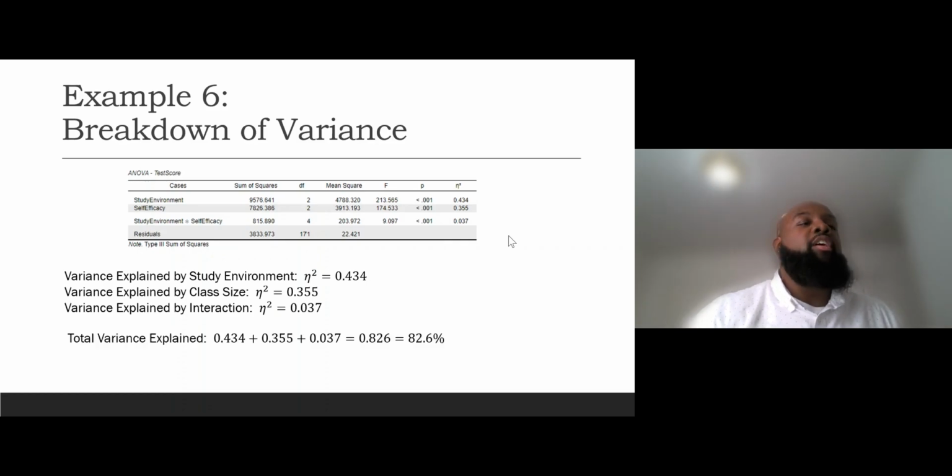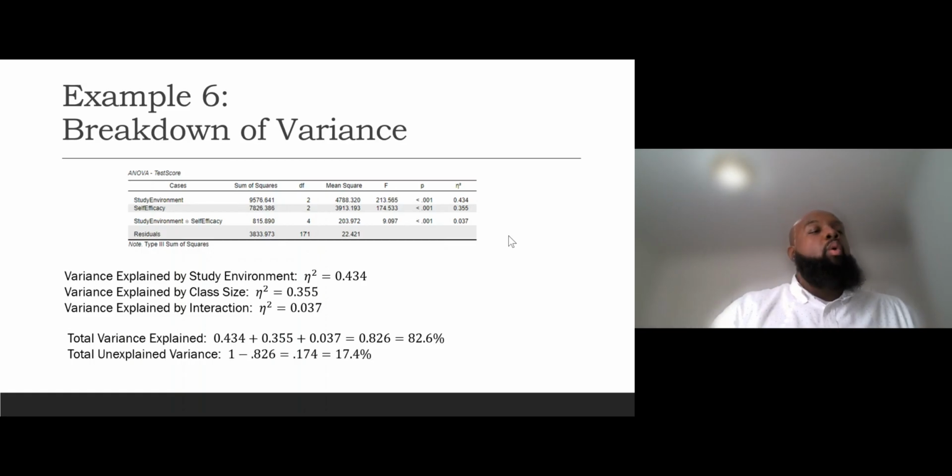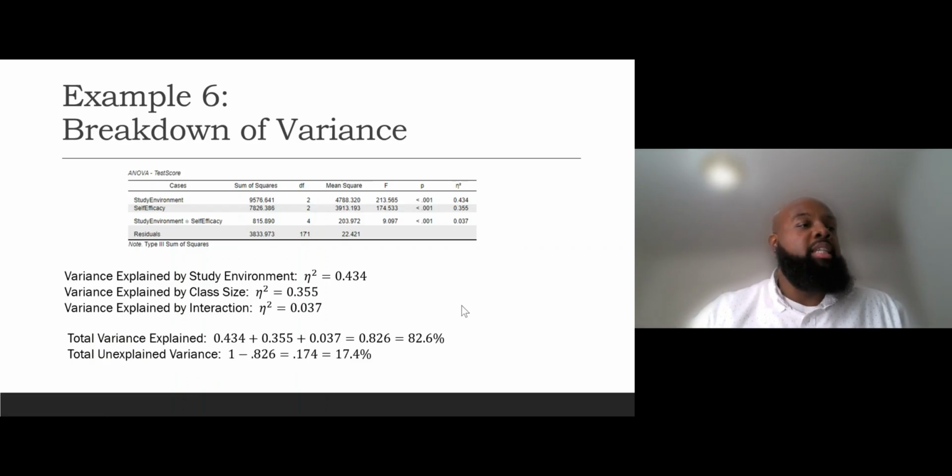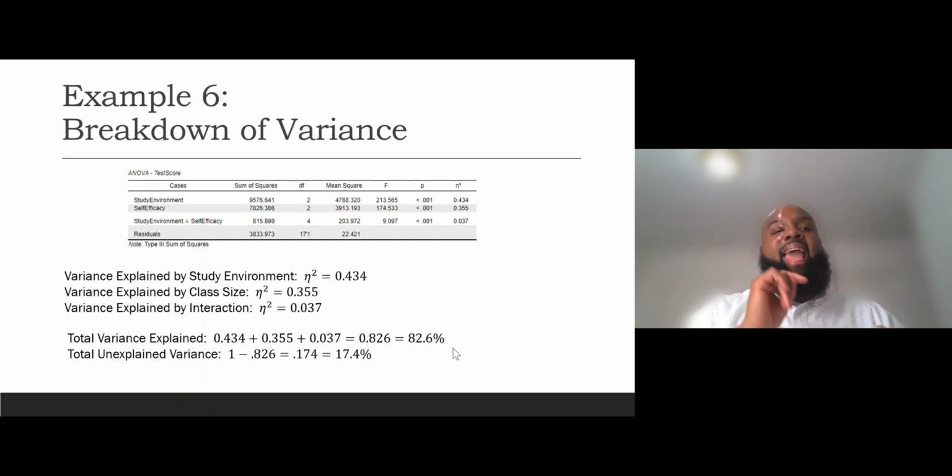If I add those together, I get 82.6% of the variance in this model is explained by the model. 100 minus 82.6% is 17.4% of the variance being unexplained by this model. All right. So we're explaining the vast majority of the differences in student performance on that exam by including the interaction term, student environment, and class size.